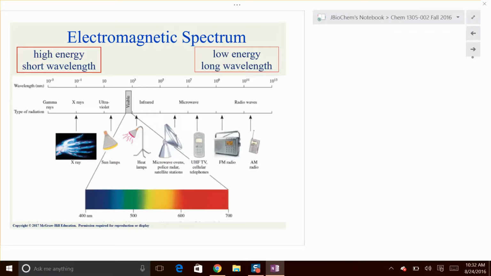But then, here's the light spectrum. This is the visible light spectrum: red light, yellow, green, blue. Blue light has the shortest wavelength of this light spectrum that we can see. We can see blue light, but once we get past it into ultraviolet, we can't see it.